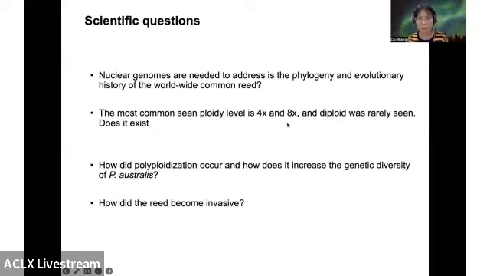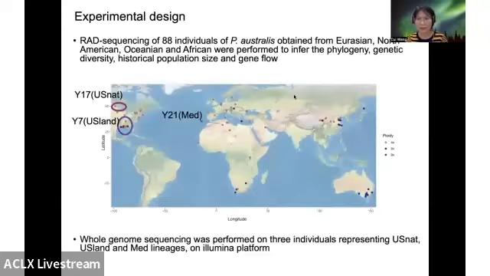The most commonly seen ploidy levels in this species are tetraploid and octoploid. Diploid was very rarely seen. Does it exist? Why is it so rarely seen? How did polyploidization occur and how does it increase the genetic diversity? How did reed become invasive? Our study will not address all these questions, but we will try to answer some of them.